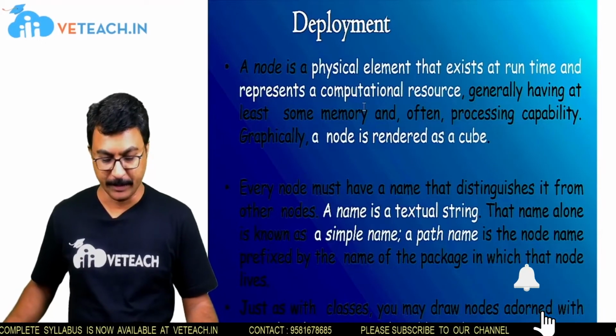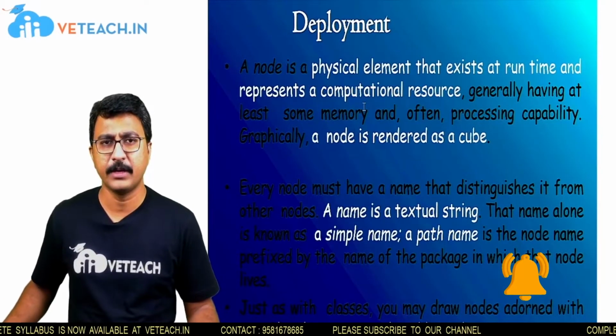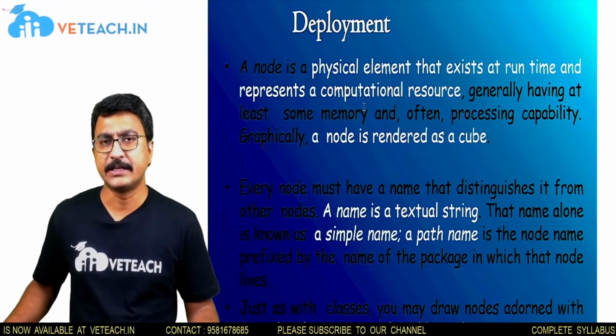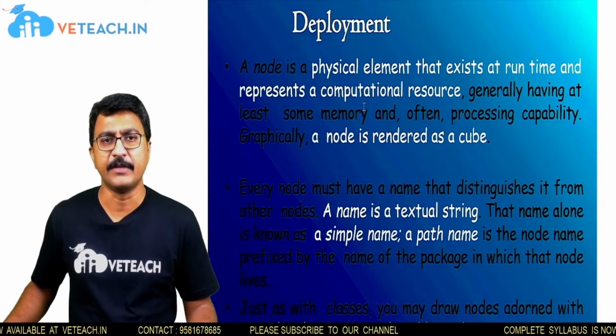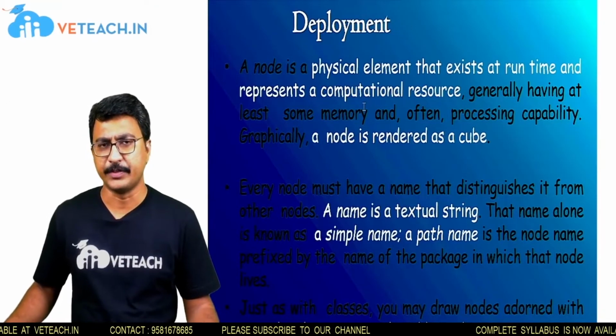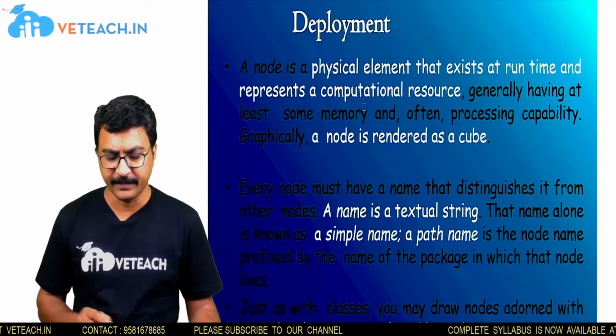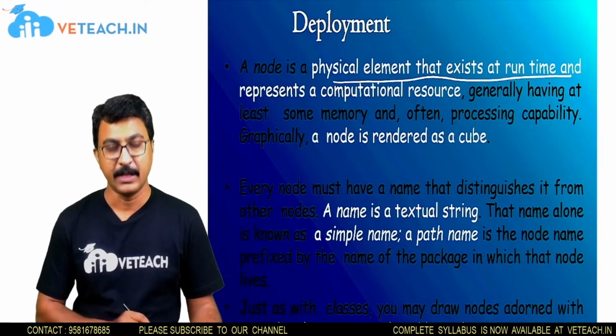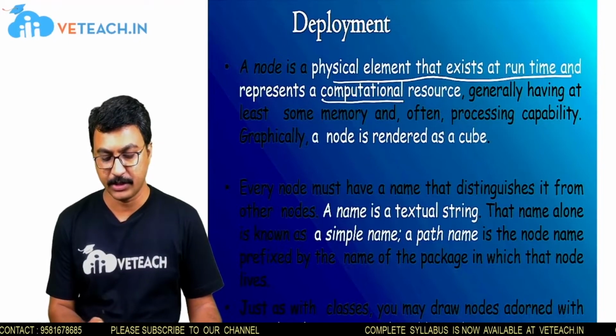The other one is deployment. So what do we have in a deployment? A deployment is represented by a node, a physical existing node, geographically at different locations. So how do we represent them? A node is a physical element that exists at runtime and represents a computational resource.